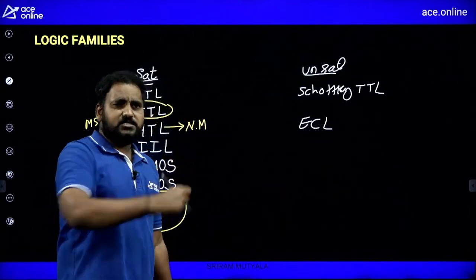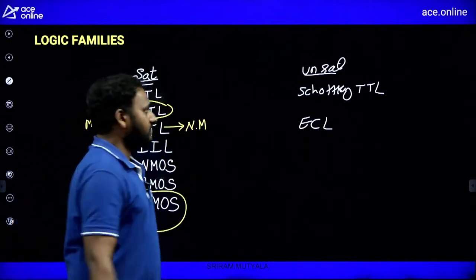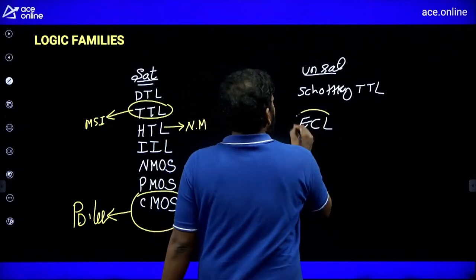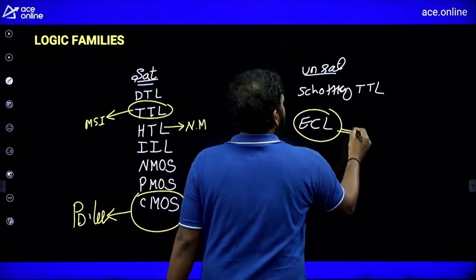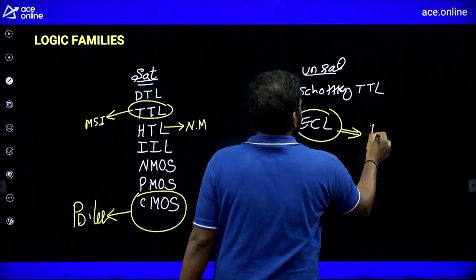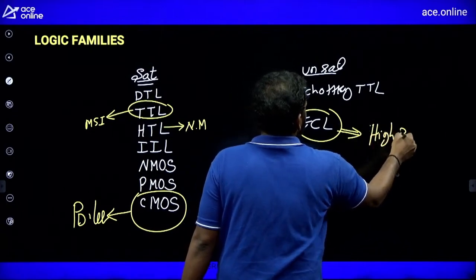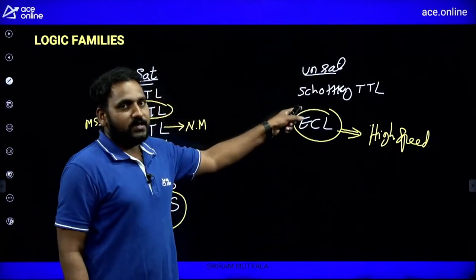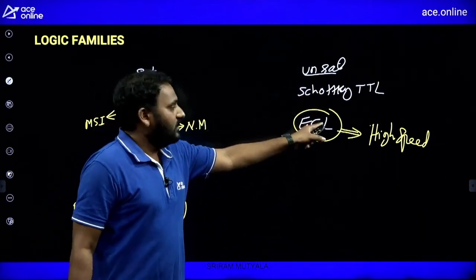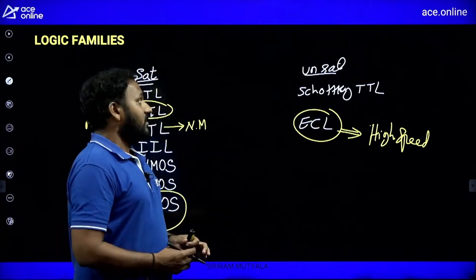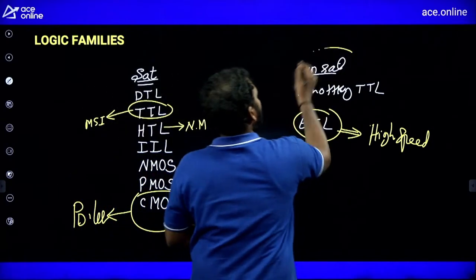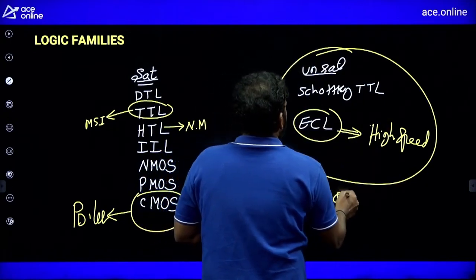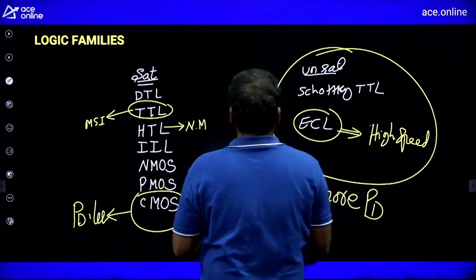Among all logic families, which of the logic family is the fastest logic family? High speed. Schottky and ECL both are high speed, okay? But if you find both, you should select high speed. Both are actually fastest. They are not giving Schottky, so they will definitely give you ECL. And the drawback of this logic family is more power dissipation, you remember, okay?